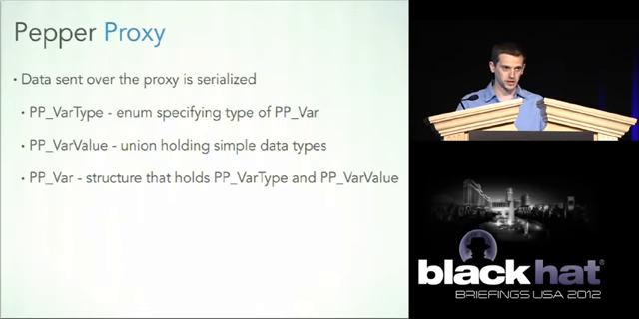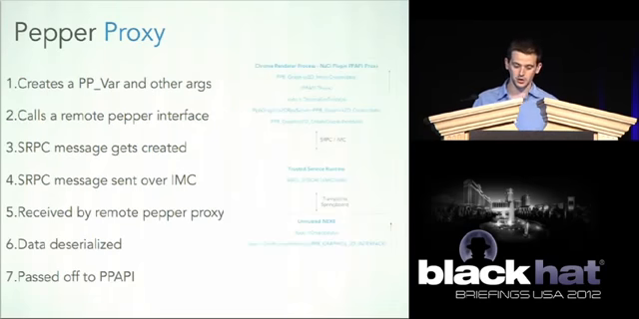ppvar is really, really simple. It's basically just two very simple structures. You have ppvar type, which is a C enum that specifies the basic type of the ppvar. And then you have ppvar value, which is a union, and that union contains an integer, a char, a double, or a bool. Then you package those two up as a ppvar structure. Lots of different interfaces take one of these structures, or two of these structures, as arguments. It just depends on the interface. Those get serialized by SRPC automatically and sent over the wire. I should say sent over the operating system, because it's all local.